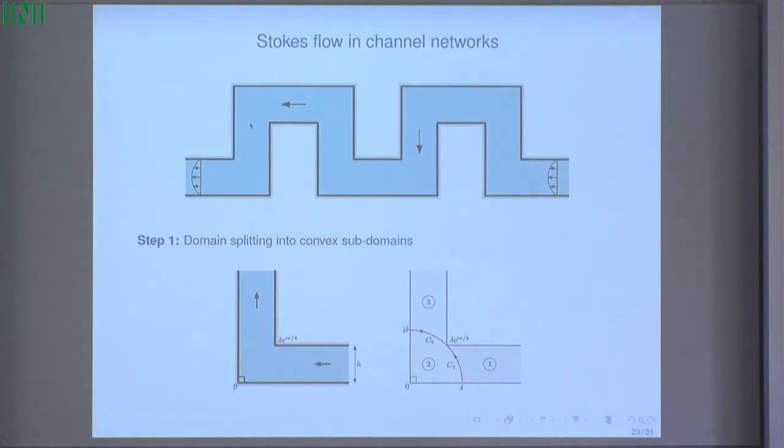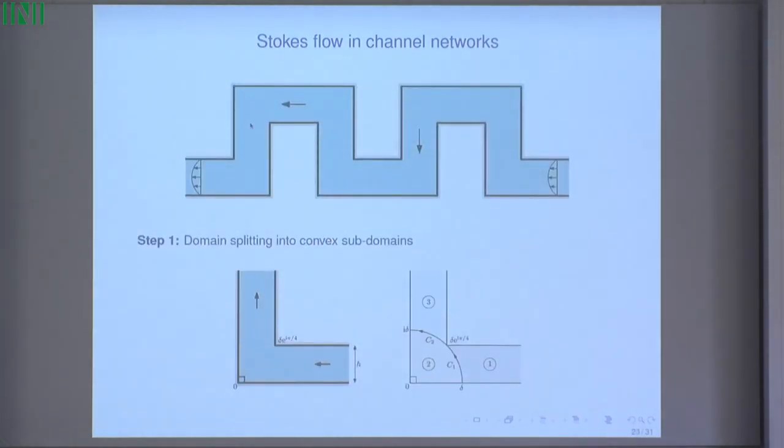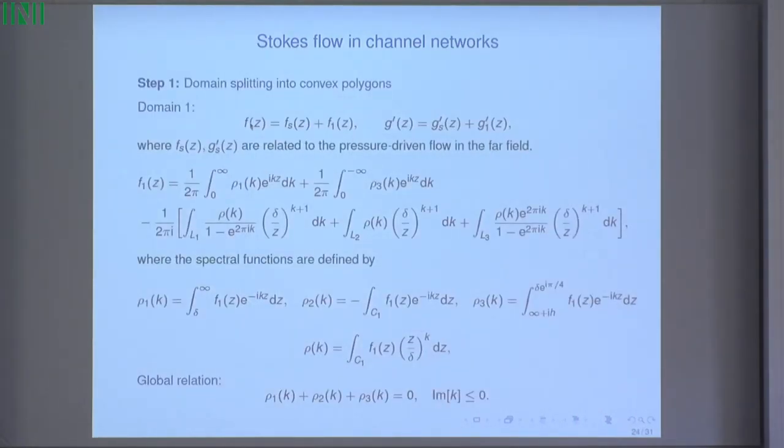So we have 1, 2, and 3. So domain 1, this is like a semi-strip. It's a semi-strip, but the third edge is a circular boundary. So in domain 1, we say that F is Fs plus F1, G is Gs plus G1. Fs and Gs are the forcing, basically the background flow, and then F1 and G1 dashed are the analytic functions that we are trying to find.